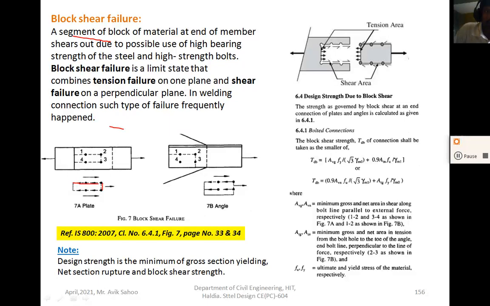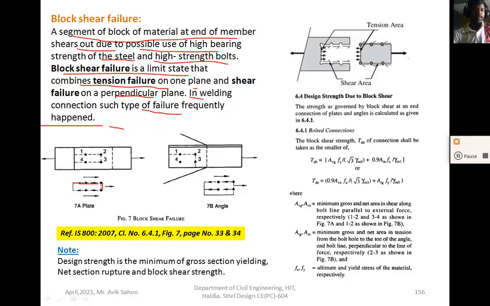A segment or block of material at the end of a member shears out due to the use of high bearing strength of the steel and high strength bolts. So block shear failure combines tensile failure on one plane and shear failure on a perpendicular plane. In welded connections, such type of failure frequently happens.